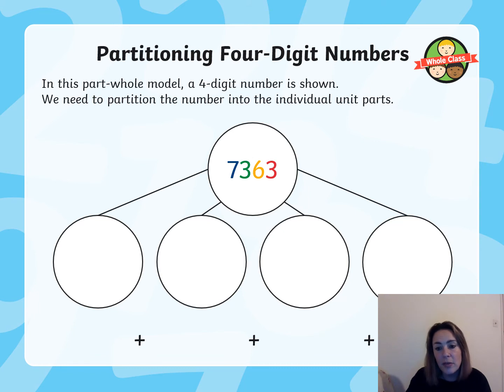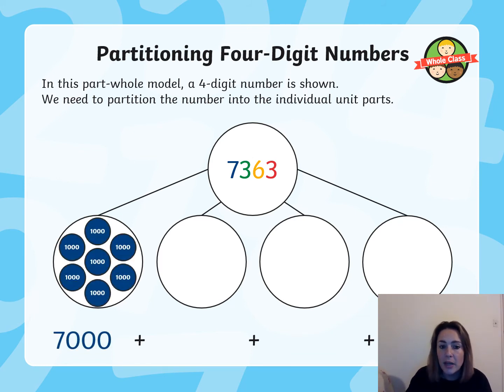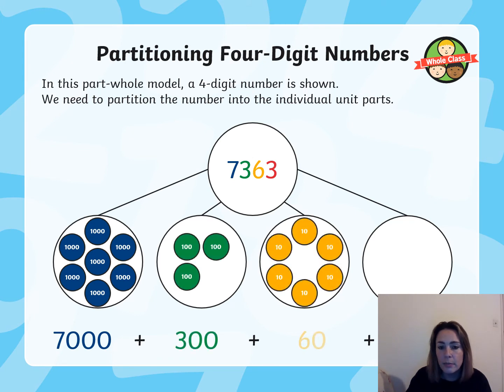This time they've given us the whole number and we need to partition it. 7,363. If you need to draw thousands, hundreds, tens and ones above a number to help you, that's a really good way. It's made up of 7 thousands, 3 hundreds, 6 tens, 60, and 3 ones, 3.